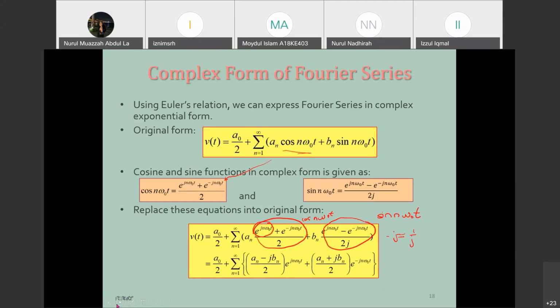So basically, this refers to the C naught part, this one refers to the C n part, and this one refers to the C negative n part. Boleh check tak if there is any mistake here in terms of positive, negative? I think it's correct. One is an, yang ni naik atas minus jbn. Okay, correct. And this one naik atas becomes negative, negative, negative becomes positive.